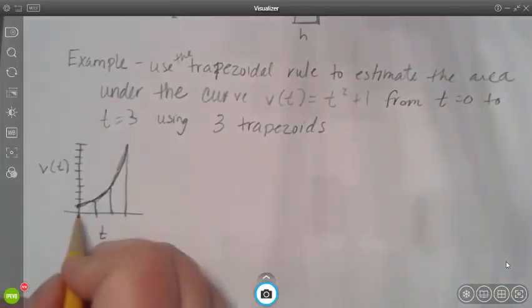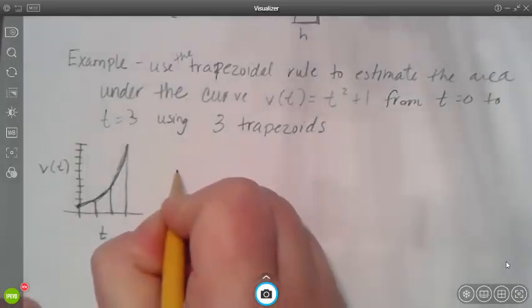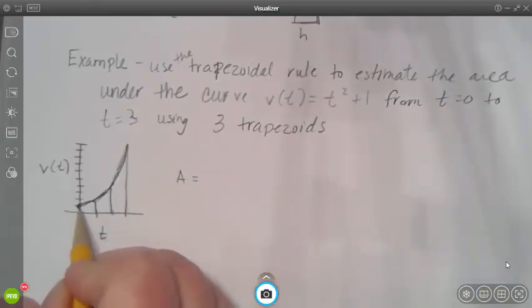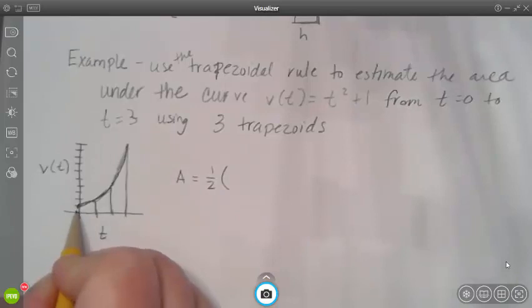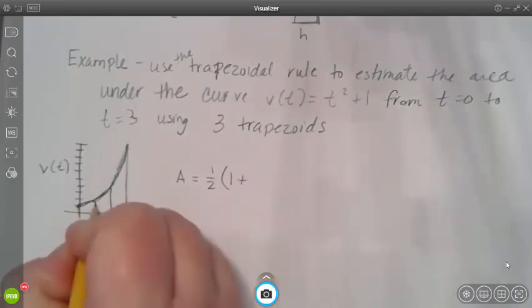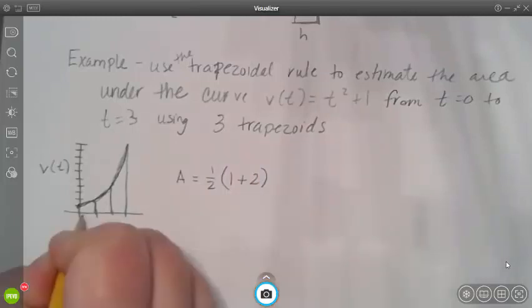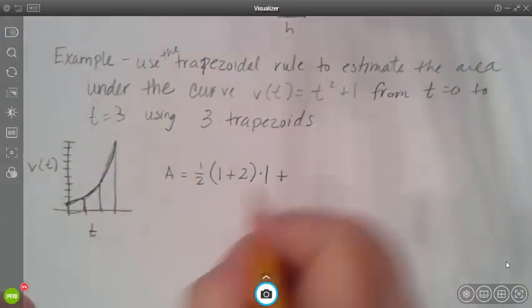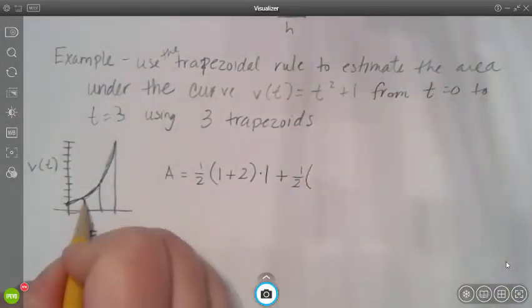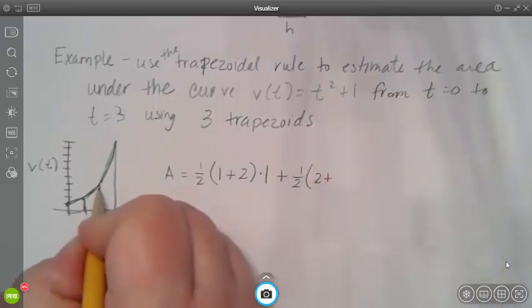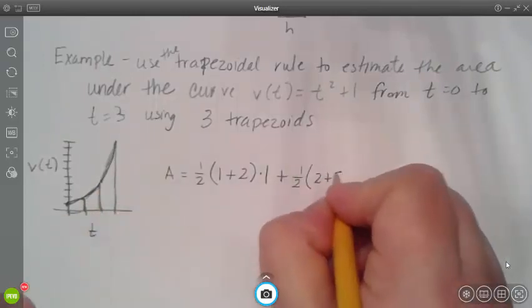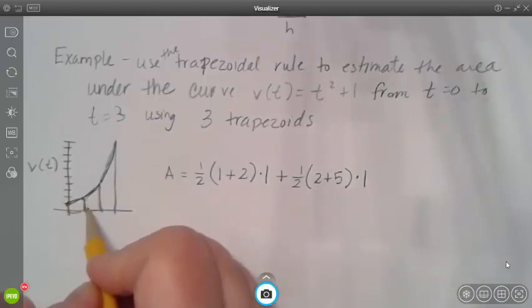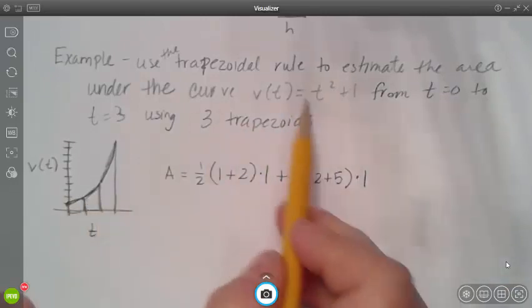So I'm going to look at my first trapezoid here. So my area is going to be 1/2 times base 1, which is 1, plus base 2, which is 2, times my height, which is 1. Okay, so that's my first trapezoid. My second trapezoid, 1/2. My base 1 is 2. My base 2, this ends up being 5, times my height, which is 1. Okay, I'm getting these bases from the points I plotted from this v of t.